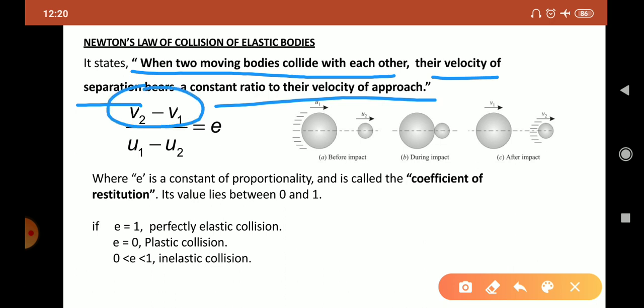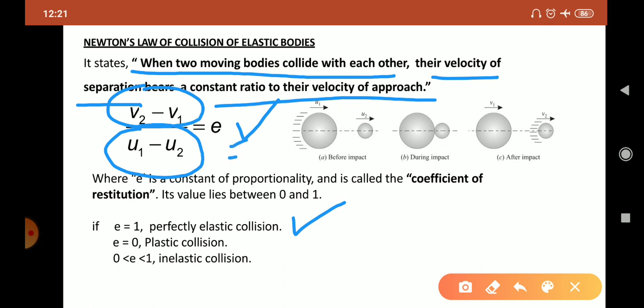And what is the velocity of approach? Velocity of approach is the relative velocity of two bodies before collision. So when we take the ratio of these two velocities, velocity of separation and velocity of approach, it will always remain constant, and that value is equal to E. This E value is called the coefficient of restitution, and for an elastic collision, that means for elastic bodies, this value will always be equal to 1.